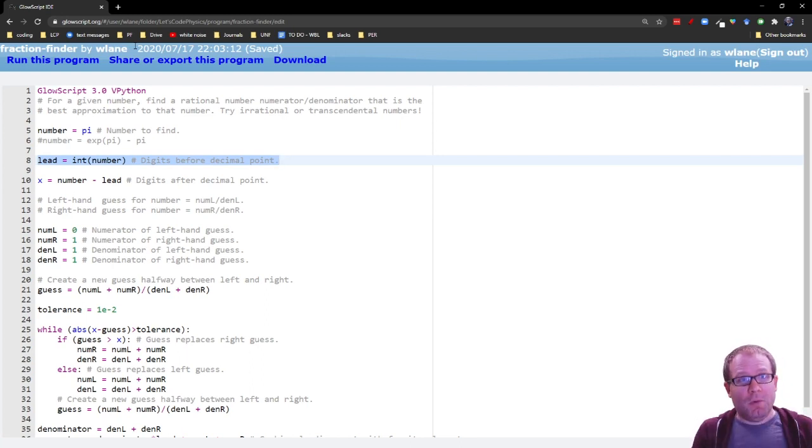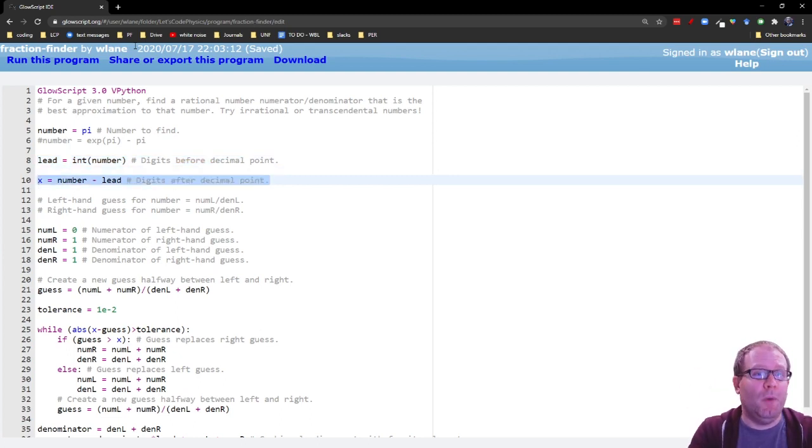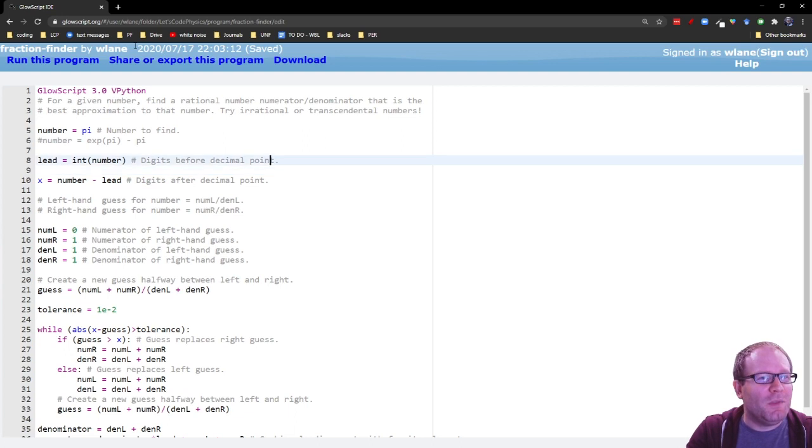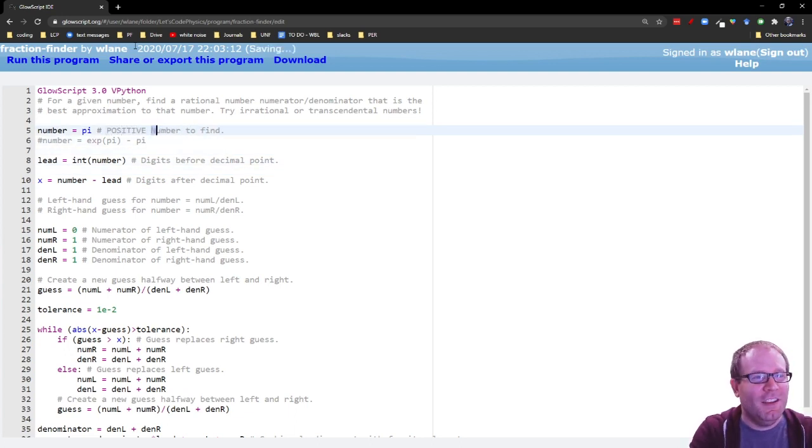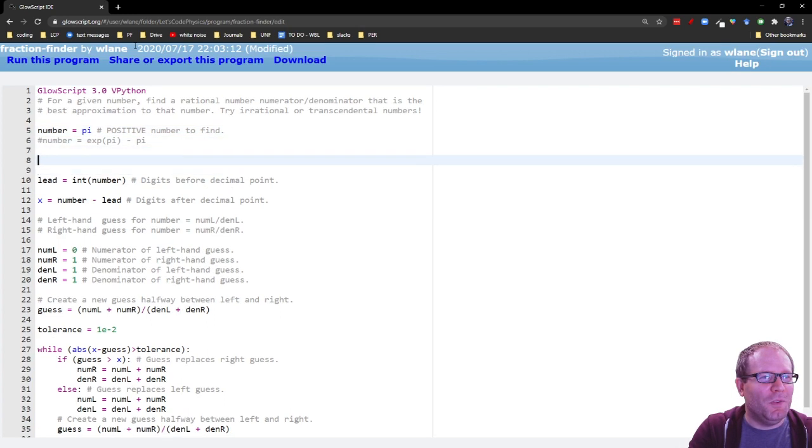So for pi, we're going to take off the 3. So we're going to have the 0.14159, etc. The digits after the decimal point is going to be this x. So x is a number between 0 and 1 that we are interested in finding. I suppose you could do a negative number, then we'd have to change the code a little bit. So I guess we better make this a positive number. Just a little note there. And I suppose if we really wanted to enforce that, we could take number equals absolute value of number. Comment, I said positive.